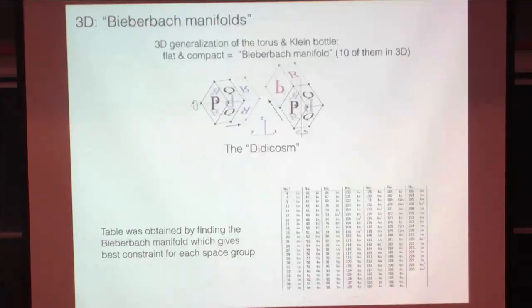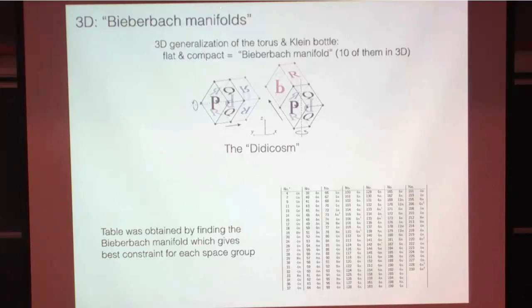So I'll just briefly say how this gets generalized to 3 dimensions. Well, so far I've used the torus and Klein bottle. How does this generalize to 3 dimensions? So the generalization of a torus and Klein bottle to 3 dimensions are going to be manifolds which are compact, so they have finite dimensions, but where everywhere it looks flat. And there's actually 10 manifolds like this in 3 dimensions. So one of them, for instance, is called the didicosm, an interesting structure where, in the same way that you can think of a torus as identifying edges, in 3 dimensions you get the didicosm by identifying certain faces, but they're related together with twists, which give you a strange manifold.